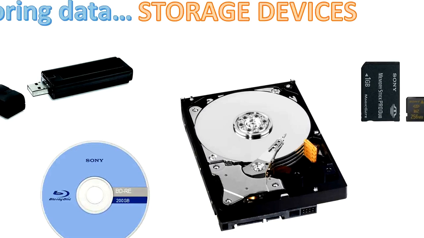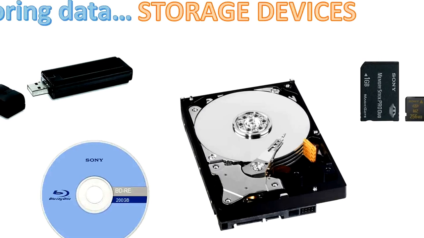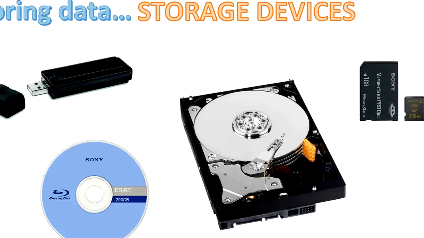We've got the hard drive, which is found in most computers that you come across. Some of them are like the one on the screen, some of them are solid state, which means they are really fast because they've got no moving bits. You've got SD cards, which you find in cameras and phones, and you've got Blu-ray, DVD and CDs. Those are really common.